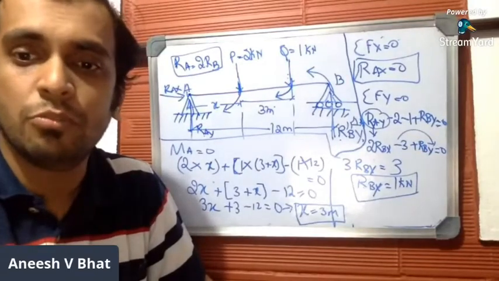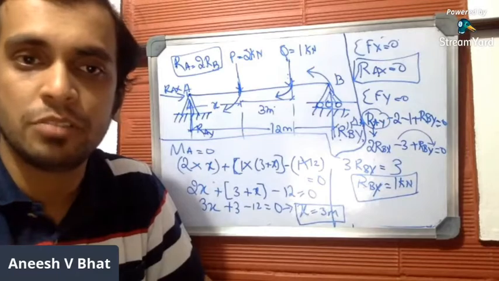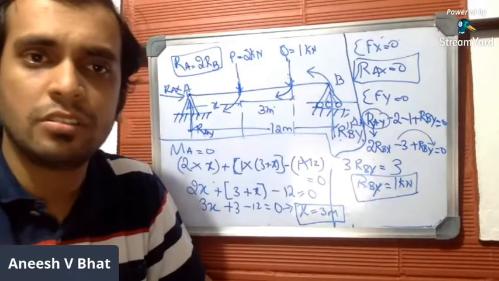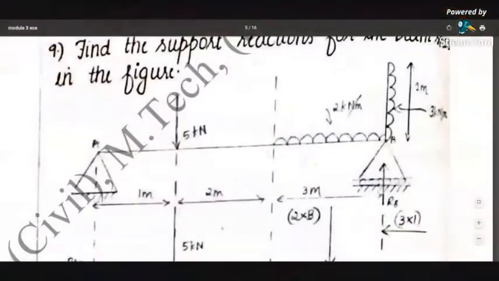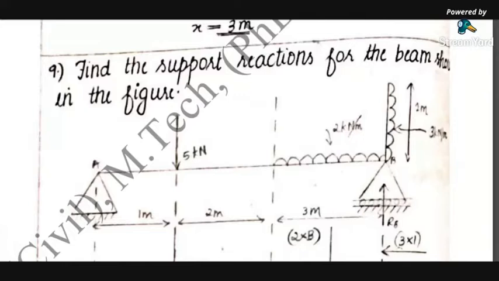Let us go through one more problem. I'll just share the screen and show the problem to you so that we can solve it. It's not a different type, but it's better to go through. This is the next problem. Find the support reaction. Here again, you're supposed to find the support reaction for a beam shown in the figure.